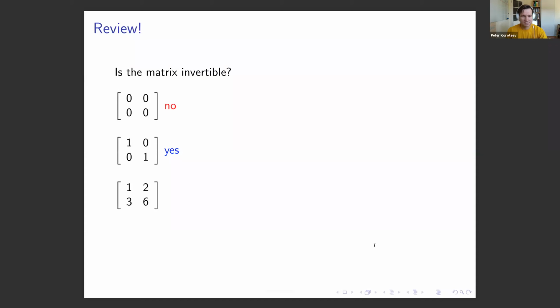How about this matrix? You can use any of the properties from the previous slide. We can check this is non-invertible. For example, the second column is a multiple of the first one. So the columns are not linearly independent, and therefore they do not form a basis in R2. However, if you take this one, it's going to be okay. The columns are linearly independent.